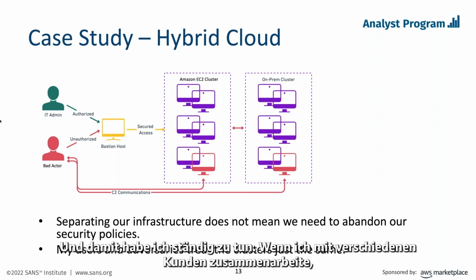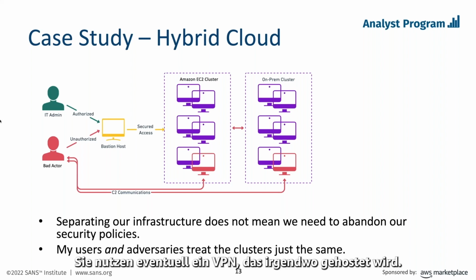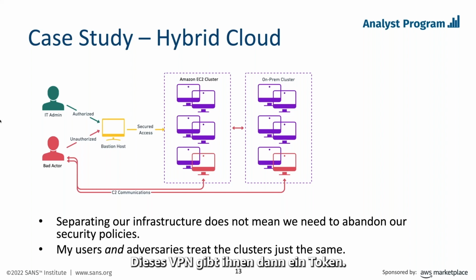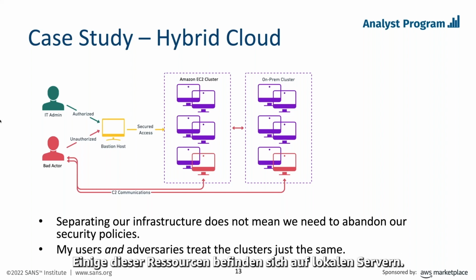And I run into this all the time when I'm working with various clients. I'll see customers or I'll see employees who are working on various assets, and they may log in on their work laptop. They may hit a VPN, which is hosted somewhere. That VPN then hands them a token. That token allows them to access various different resources. Some of those resources are on local servers. Some of those resources are up in AWS.